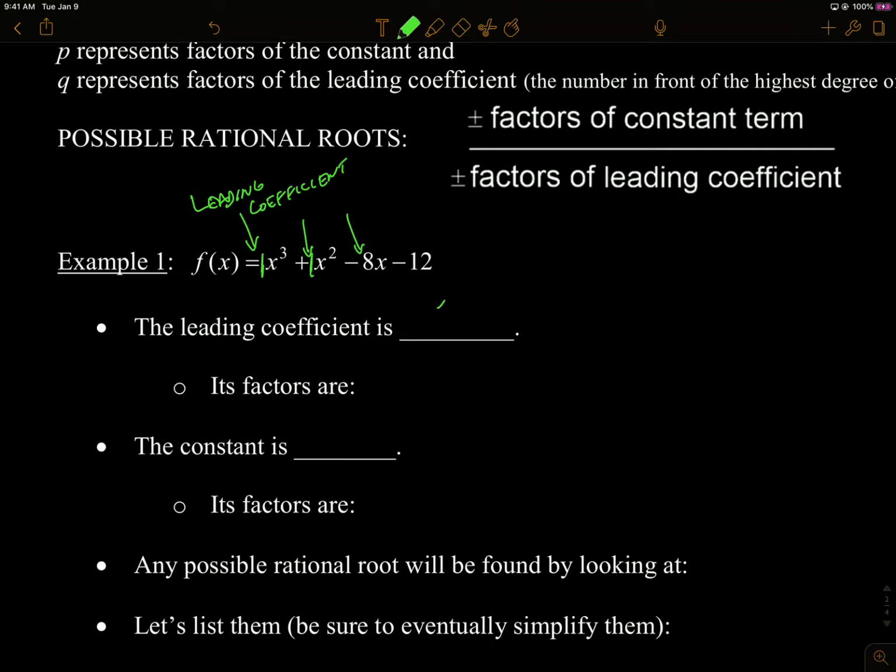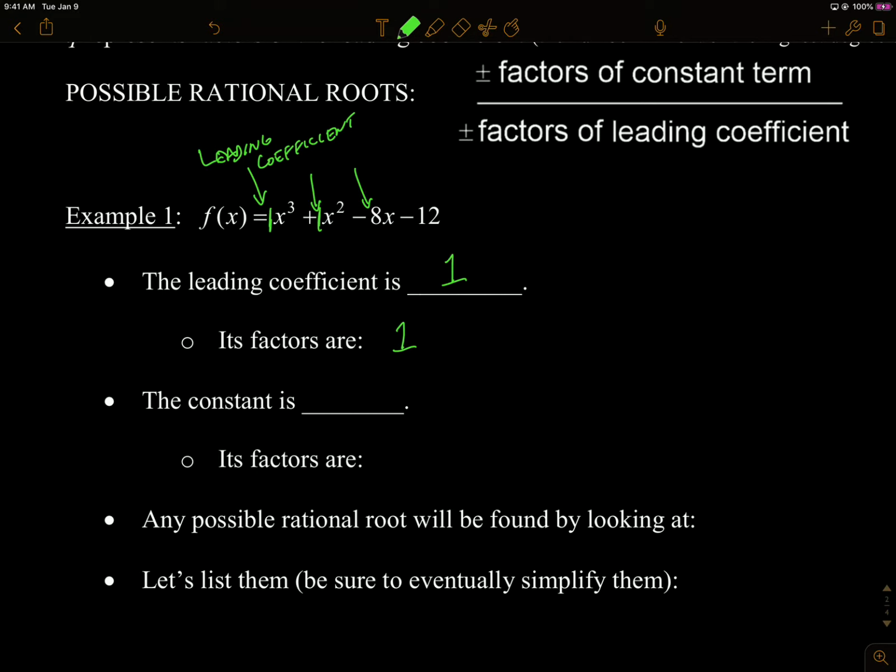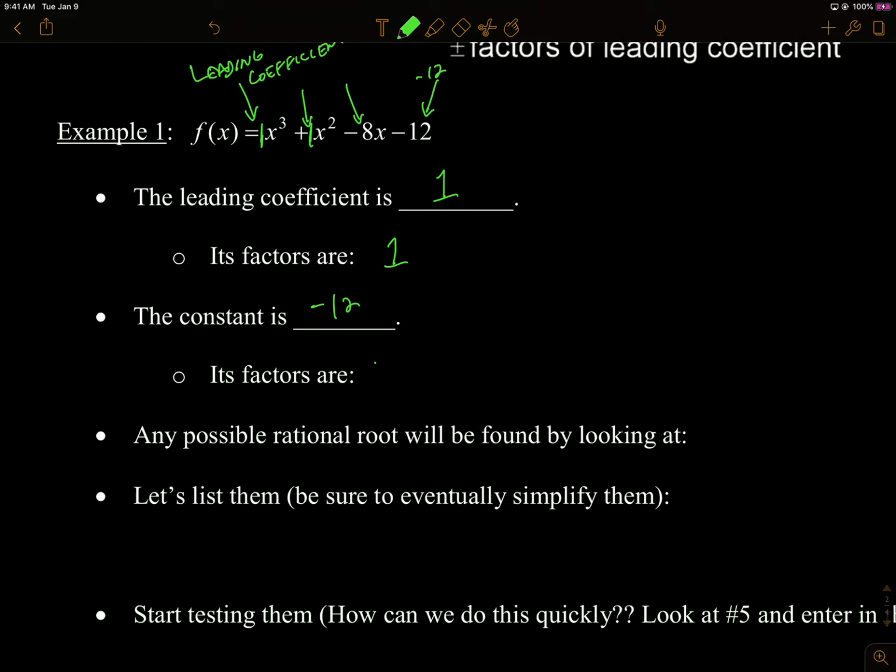Leading coefficient in this case is 1. You got to list all the factors of 1. So in this case, it's just 1. Now the constant is the number at the end that doesn't have an x in it, and the constant is 12. I know it's negative 12, but I guess we'll call it 12. The factors of that number are 1, 2, 3, 4, 6, and 12. I just like to put them in order. You can put them in any order you like. Okay? So those are the factors of that.